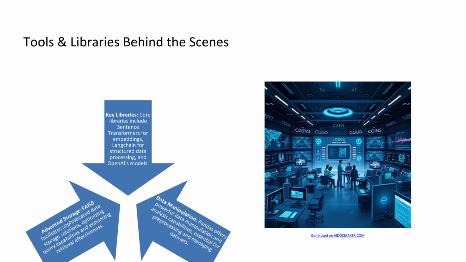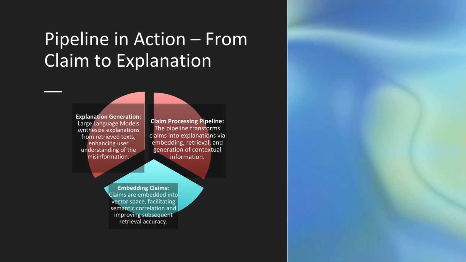Exactly. And the foundation for all this is data. The ISOT fake news dataset was mentioned, which is great because it has articles already labeled fake or true. The first step is just loading those files, merging them, and importantly, adding that label so the AI knows which is which. Right, like building a labeled library to train and test the fact checker.